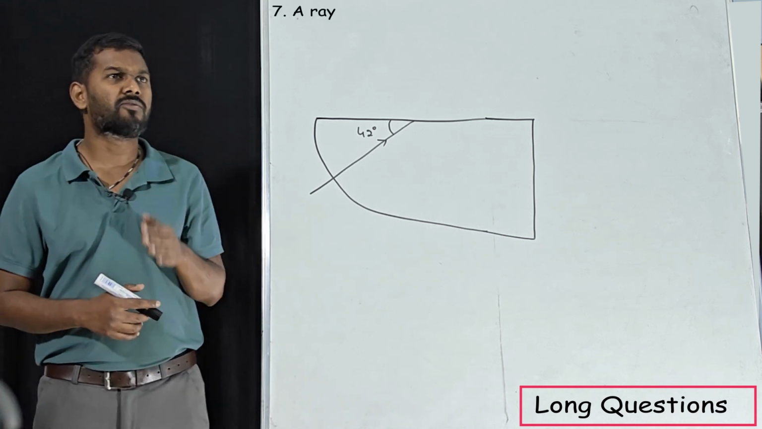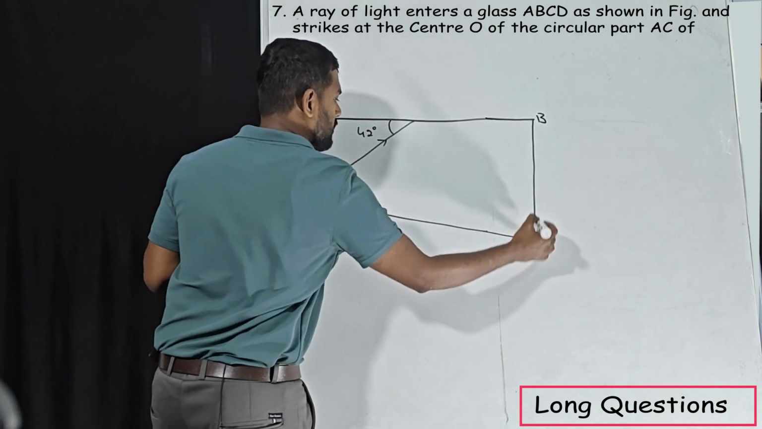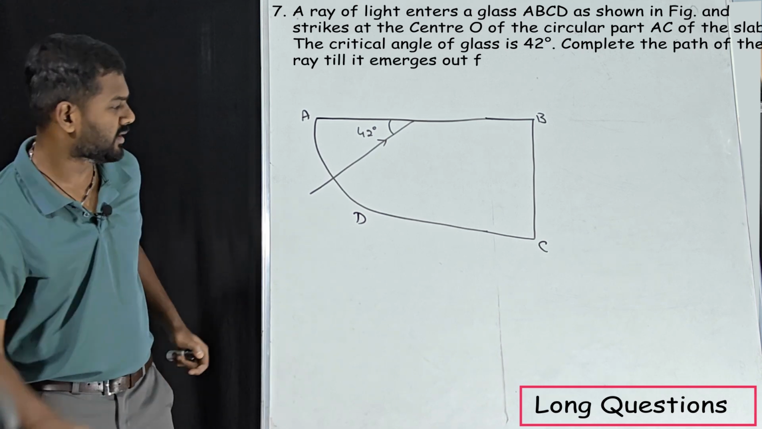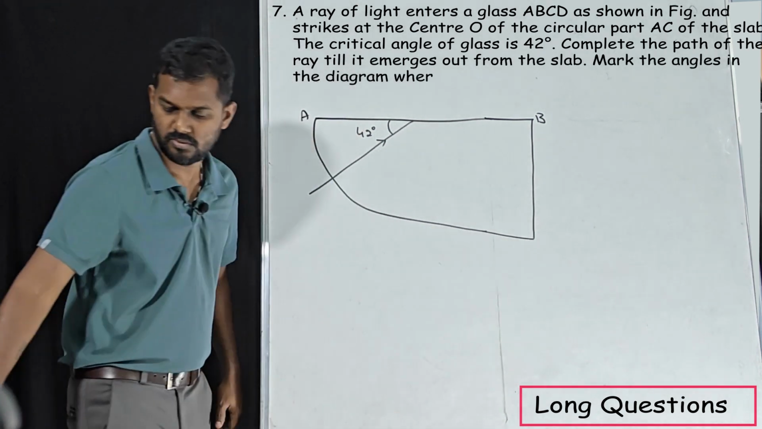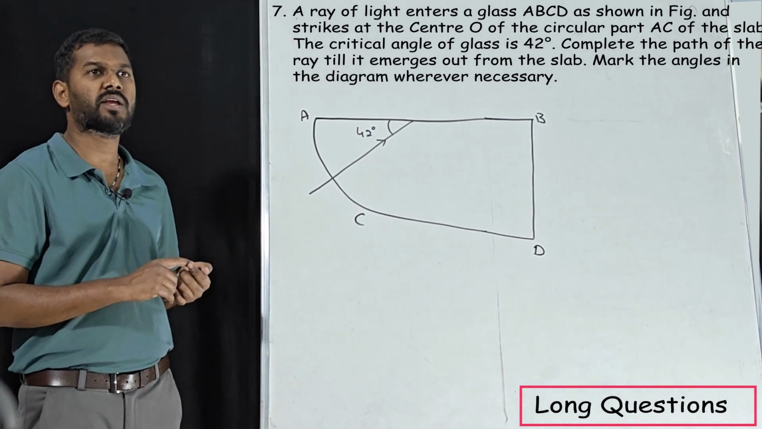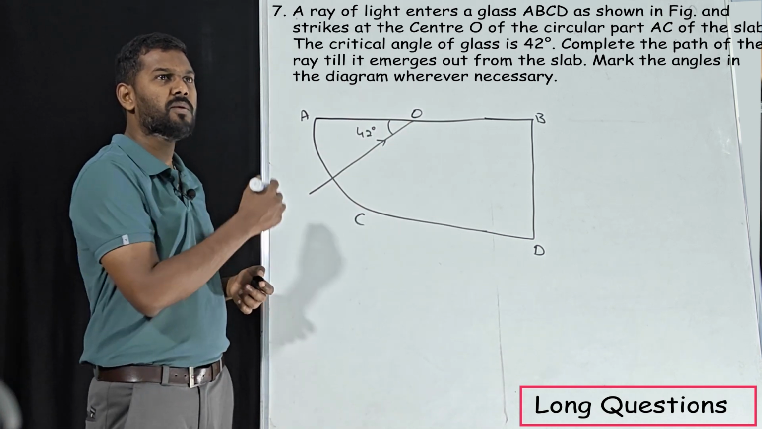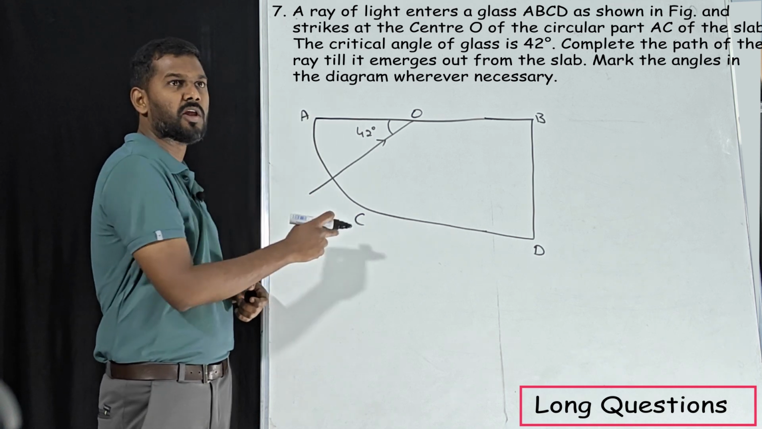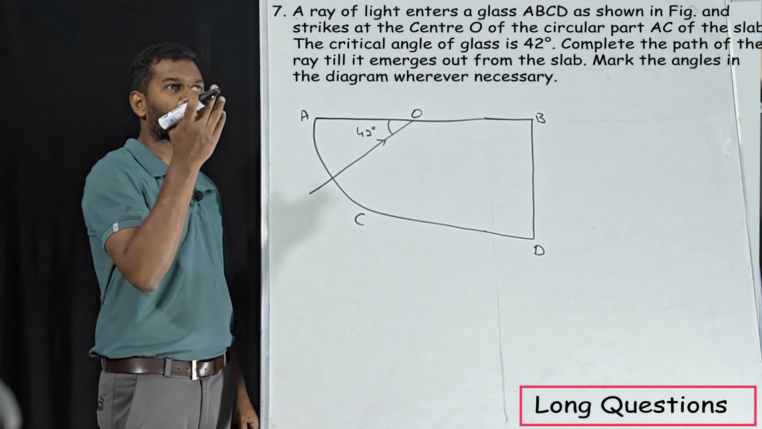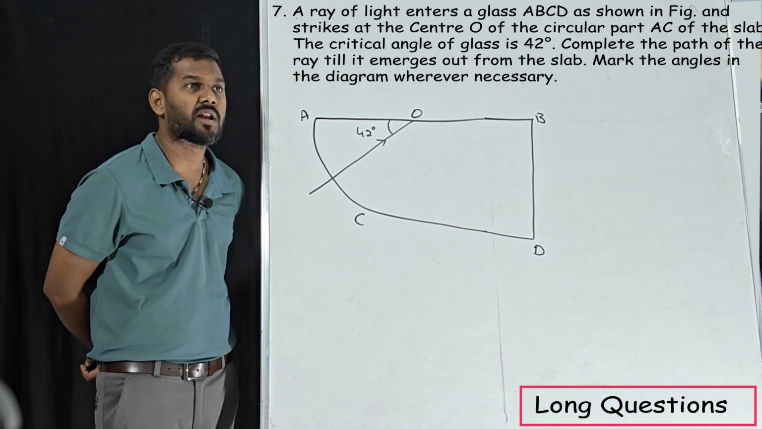Our next question: a ray of light enters a glass slab ABCD, as shown in the figure, and strikes the center O of the circular part AC. This is AC, correct? This is the circular part. Critical angle for glass is 42 degrees. This is given, and complete the path of the ray till it emerges out of the glass slab. Mark the angles in the diagram wherever it is necessary.